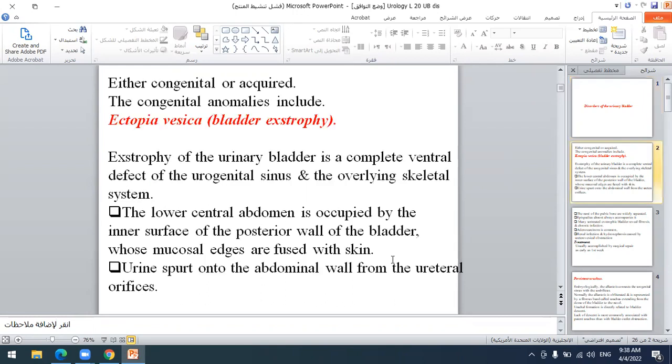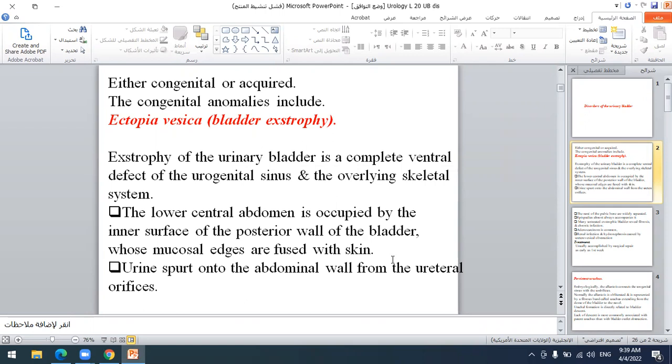At first, we divide them into two parts: either congenital or acquired anomalies. First, we discuss the congenital one, ectopia vesicae or bladder exstrophy.